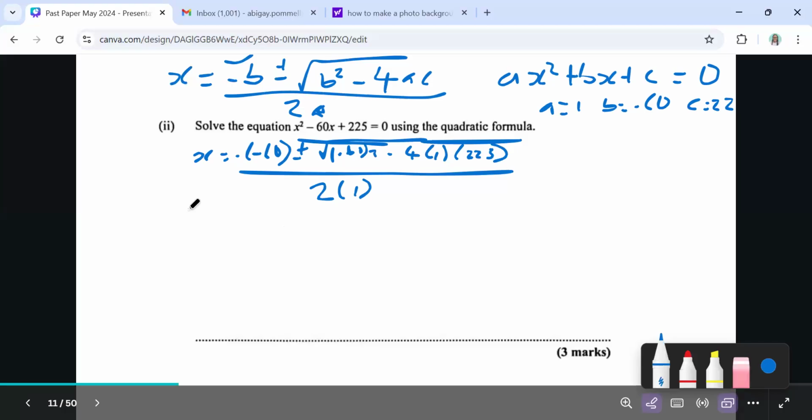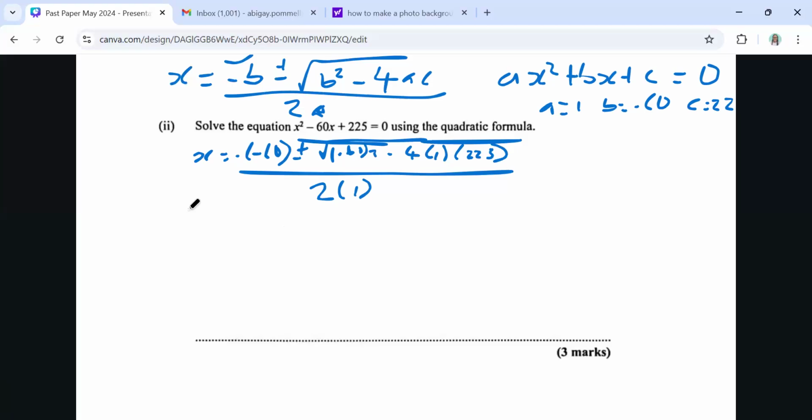All right, so let us do it. As you can see, this is a negative sign. So x is going to equal 60, because negative and negative gives positive 60, plus or minus the square root of this up here. So we're going to go back to our calculator and square root everything.